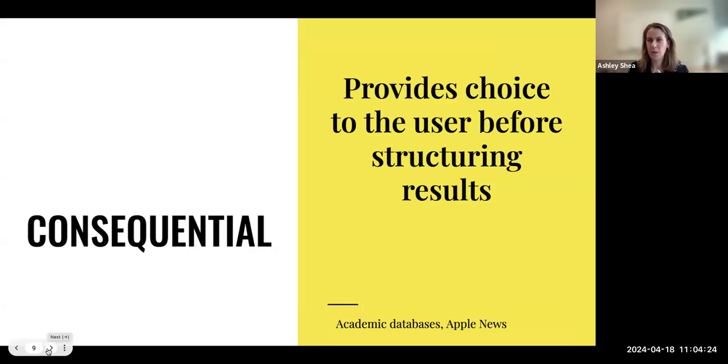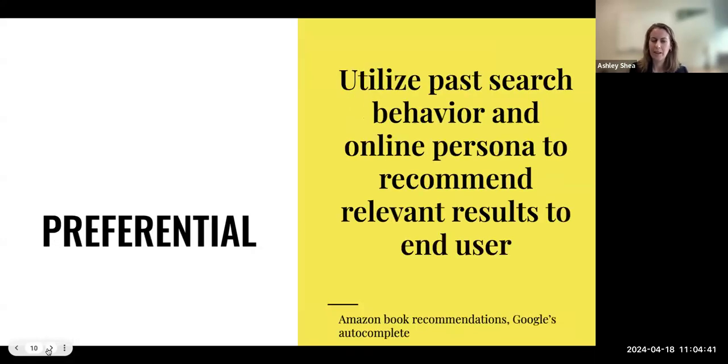And another example is Apple News. The first time you're setting up your iPhone, for example, you can choose what news sources you're interested in seeing on a day-to-day basis. So consequential really is putting the user and their needs, their preferences at the forefront in a mostly transparent way, more transparent than what we're about to talk about. Preferential is the second kind of system, and this is what many of us are also familiar with.